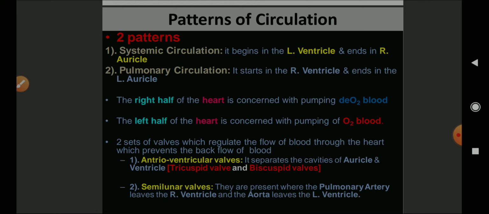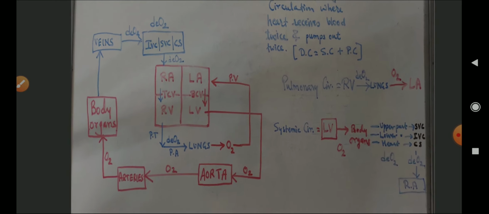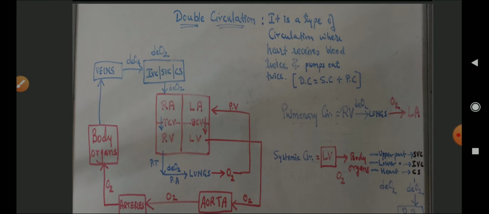This double circulation is related to mammals, and one exception is the crocodile. So you can see it in different organisms, but not like what we observe in mammals. Systemic circulation begins with the left ventricle and ends in the right auricle. If you read all these things it becomes easy, but let me show you the diagram. What is the meaning of double circulation? It is a type of circulation where the heart receives blood twice and pumps it out twice.